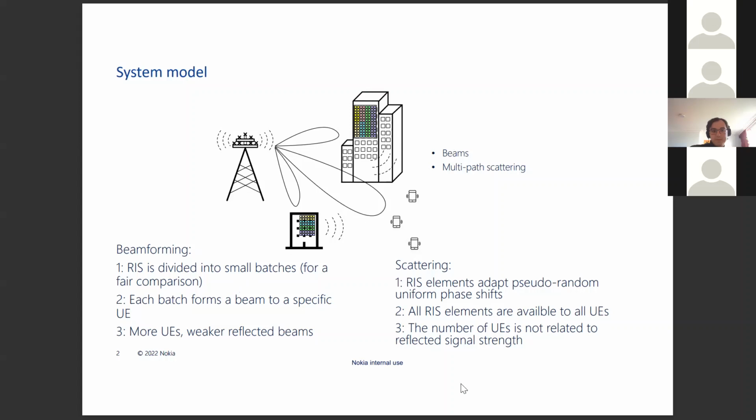Another scheme is scattering, meaning this big surface works as a pseudo-random scatterer. Then it can create a rich scattering environment and a high rank channel for the MIMO, which improves the multiplexing performance. The first step is to compare these two schemes. Is beamforming better, or scattering?